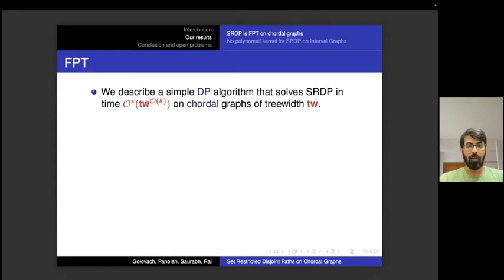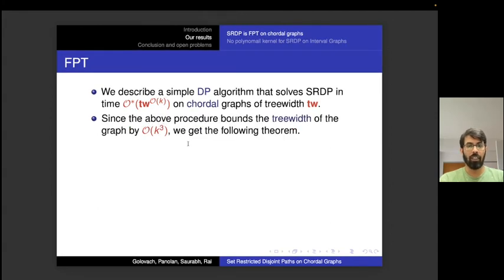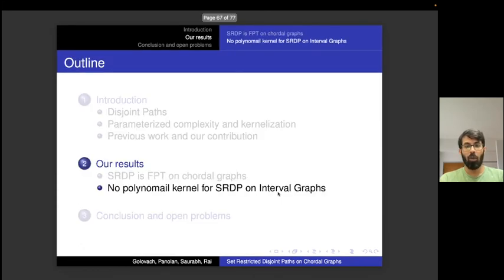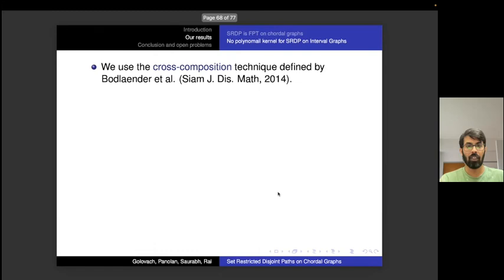So this is the running time, tree width to the order k, and we have bounded the tree width by order k cube, right? So finally, we get the running time that SRDP can be solved in time 2 to the power order k log k on chordal graphs, which shows that this problem SRDP is FPT on chordal graphs. We also show that this problem does not have any polynomial kernel on chordal graphs. In fact, we show that it does not have any polynomial kernel on interval graphs.